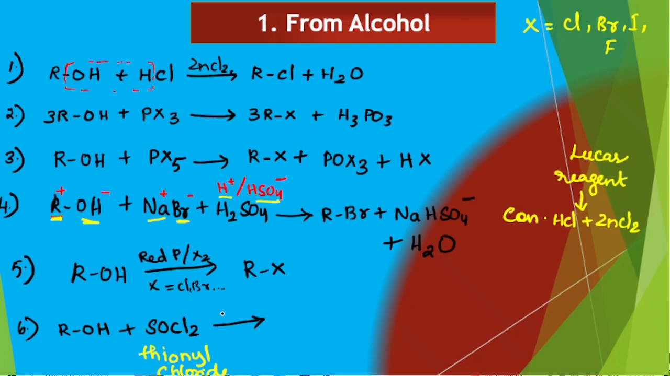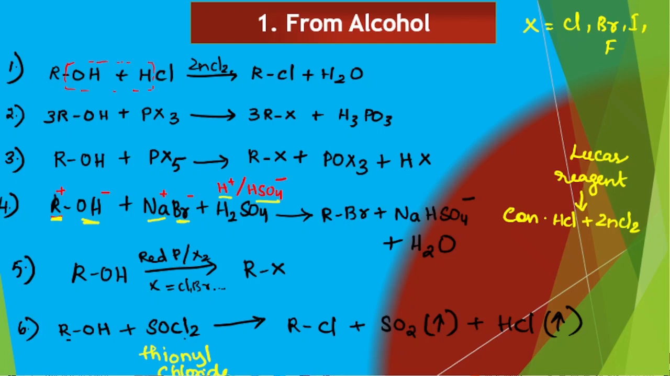Okay, ROH with SOCl2. Now the R and the Cl will go out as RCl. One Cl and R will go as RCl, plus SO2 will go out as gas, evolving as gas. Plus, one of the Cl is remaining, and here one of the H is remaining, so that will go out as HCl. HCl will also be liberated, evolved.